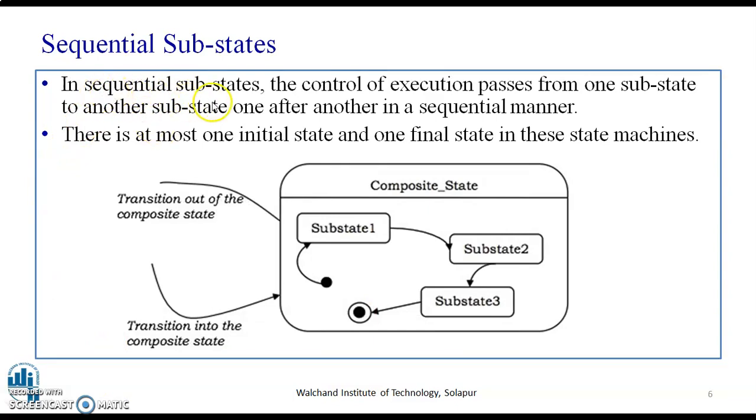In sequential substate, the control of execution passes from one substate to another substate, one after another in a sequential manner. As we can see in the previous diagram, the same diagram is replicated here. It says that the control of execution passes from one substate to another in a sequential manner. So you have a start state and you have an end state in this composite state. So there is at most one initial state and one final state in these state machines.